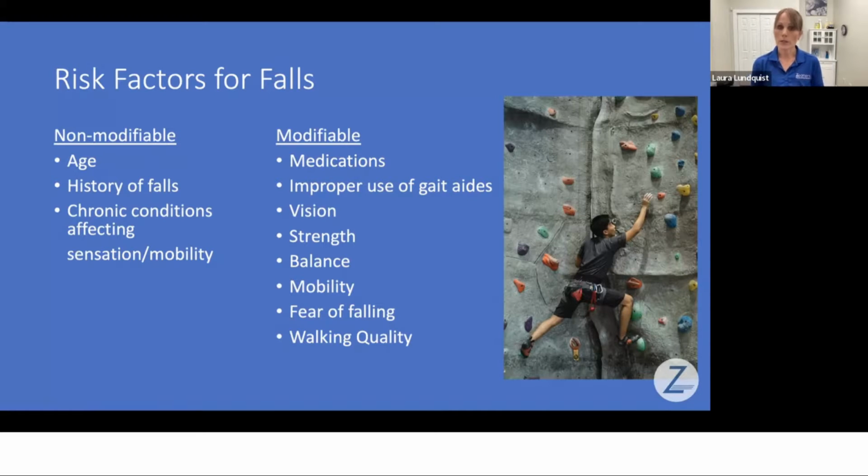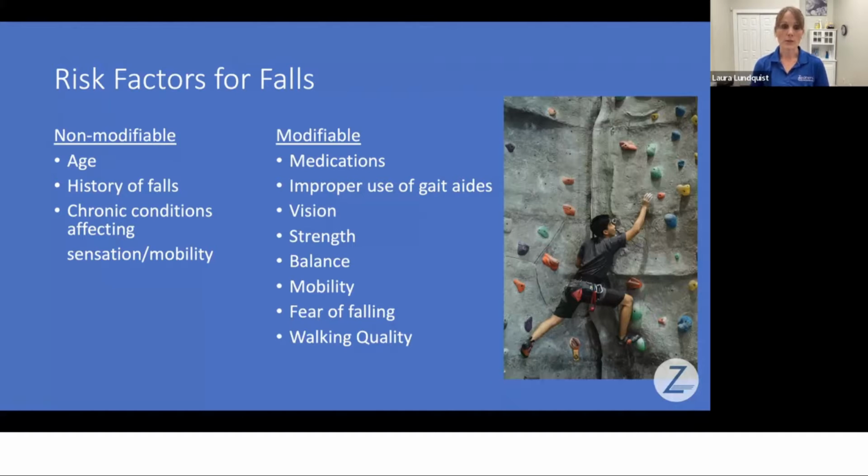And we know that chronic conditions affecting sensation and mobility, so things like diabetes with peripheral neuropathy and anything that really slows down our ability to have a good sensation of where our foot is on the ground, or that alters the way that we can move and interact with the world, can certainly increase our risk for falls. And unfortunately, those things are often things we can't change very much. However, you'll notice that the list of modifiable is much bigger. And so there are lots of things that we can modify.